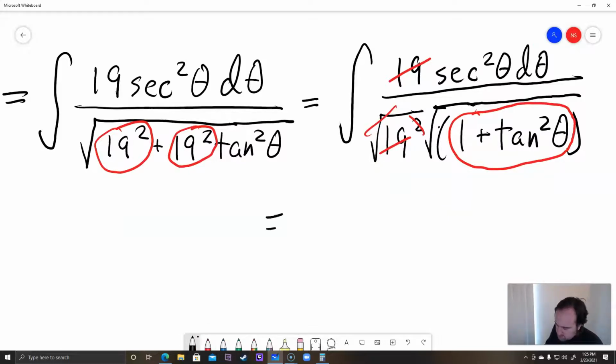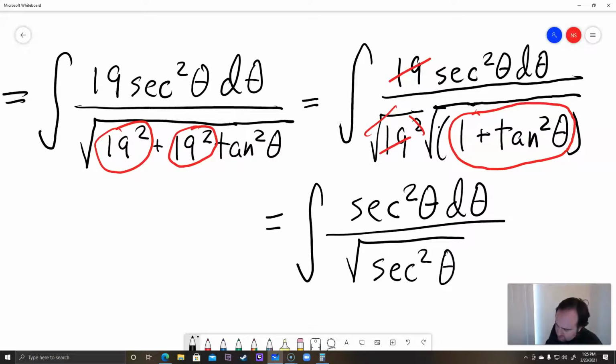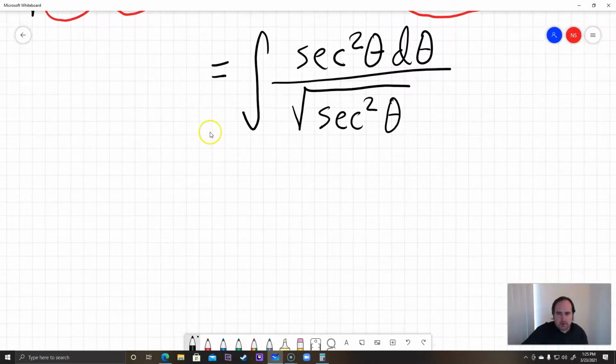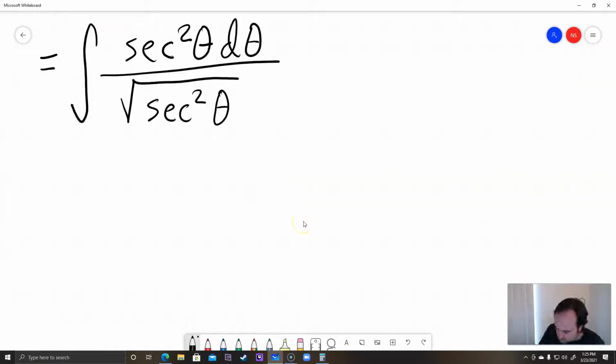Okay, so what we got here is the integral of secant squared of theta d theta on the top, and then on the bottom we have the square root of secant squared of theta. Okay, so what does that become? Well, once again, the square root and the square are going to cancel. So we're just going to have a secant of theta on the bottom.